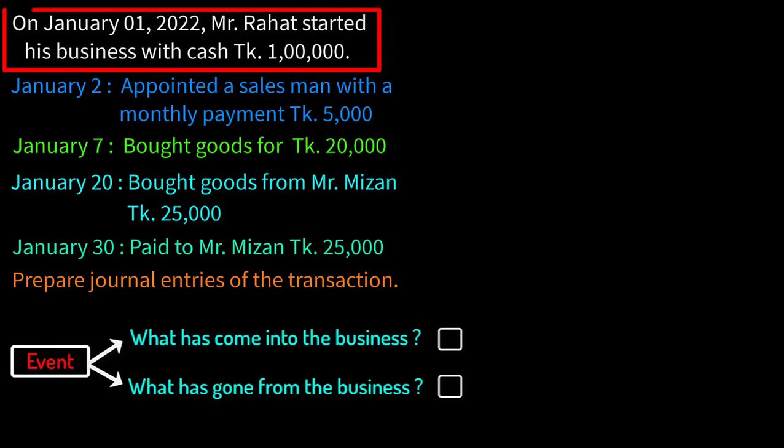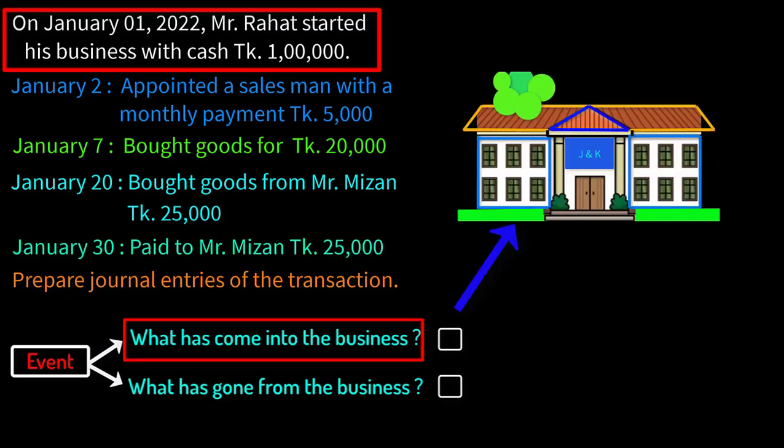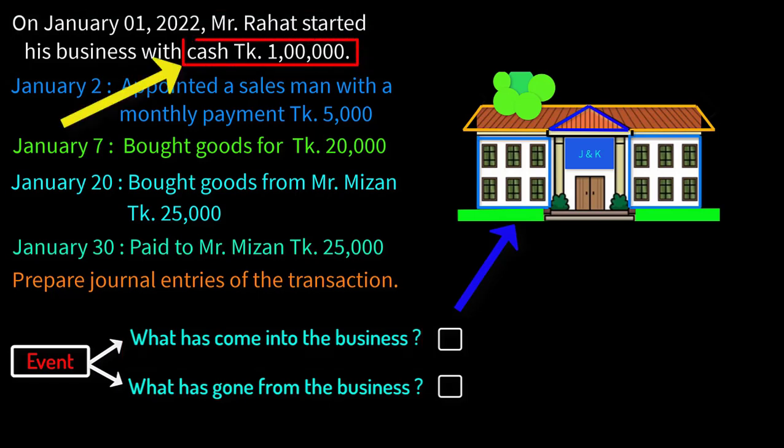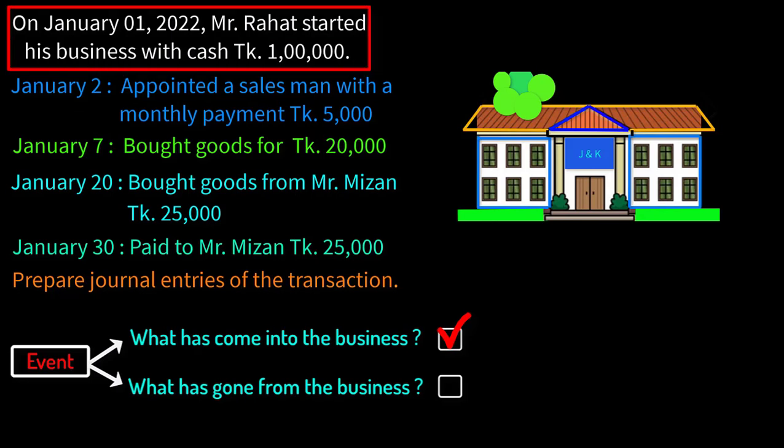For this event, January 1, 2022, Mr. Rahat started his business with cash taka 1 lakh. Ask yourself this question first. What has come into the business? This cash amount, isn't it? I have told you that to be a transactional event, you need to get at least one answer from these two questions, and you have already got one answer. So, you can say that this event is a transactional event.